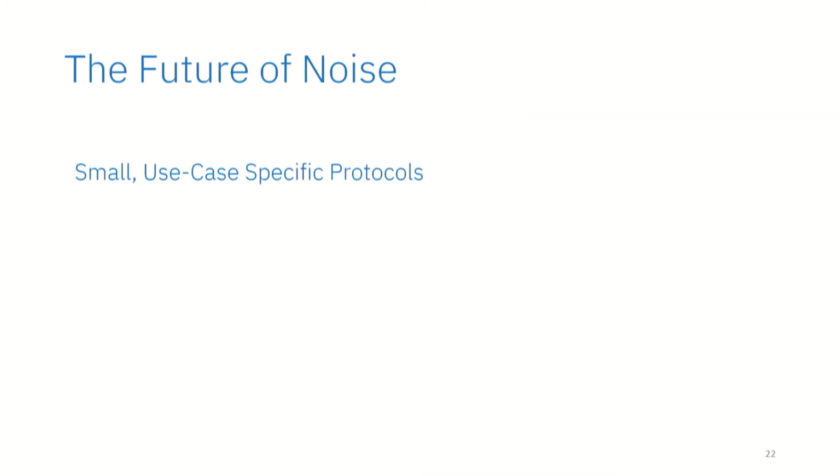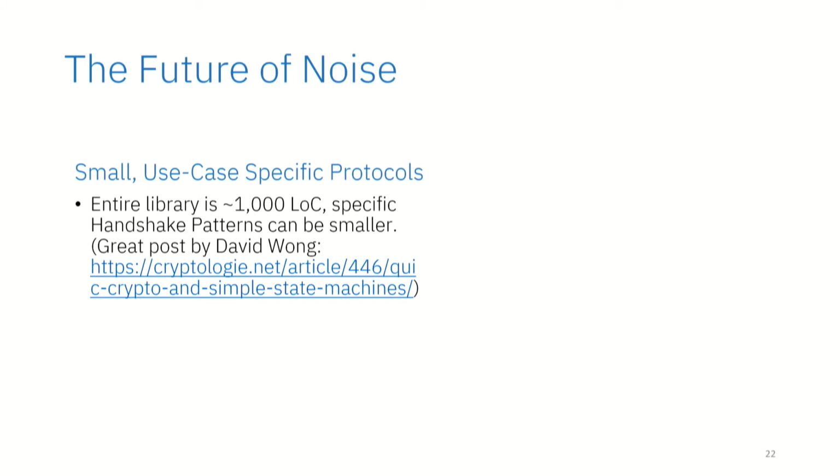The future of Noise, very quickly. So, small use case specific protocols. The entire standard library of Noise is around 1,000 lines of code, and specific handshake patterns can be smaller. As I said before, I'm really giving myself a lot of leeway and also including some crypto primitive stuff.